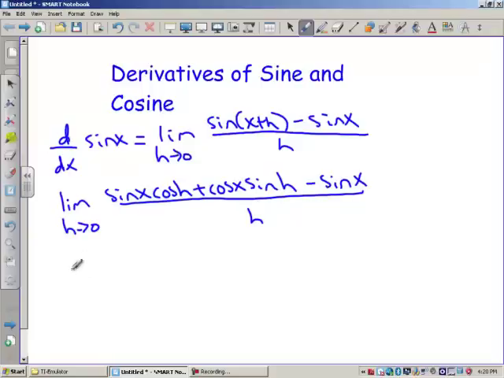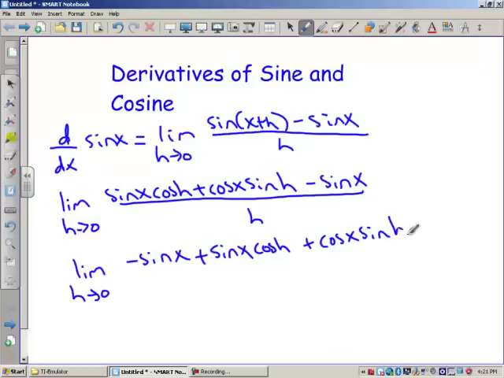I'm going to rearrange some things in the numerator. So that's going to be the limit as h drops to 0 of negative sine x, I just brought this to the front, plus sine x cosine h. The reason I did that is I've got like terms so that I can factor something out. And then I still have plus cosine x sine h. And this is all over h.